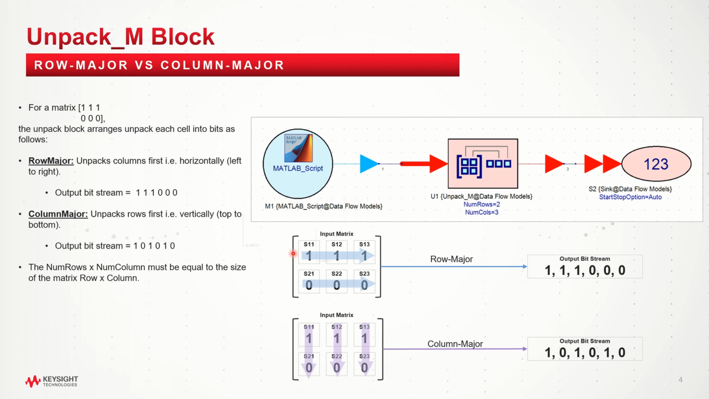columns first. That is, it will unpack all the first column first before moving to the next column according to the arrow right here. And you can see the output B stream is the rows first, the columns first before the next row, and of course it goes on and on and on like that. However, when we choose the column major format, it will unpack the rows first, and you can see this is the output of the B stream right here, 10 10 10, which is exactly what we have right here.